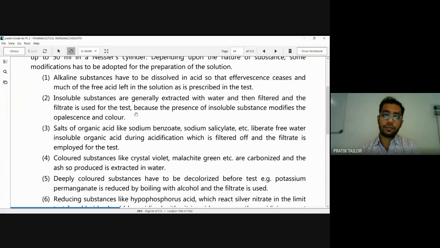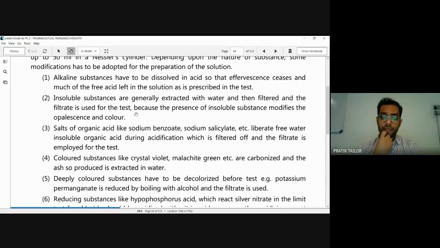Sometimes the compound, or some portion of it, is insoluble. Then the reaction will occur only with the soluble ions, and the insoluble part will make it difficult to see the turbidity. That is why the insoluble matter will be filtered out. Some organic acid salts may liberate free insoluble organic acid, which again can be filtered off.